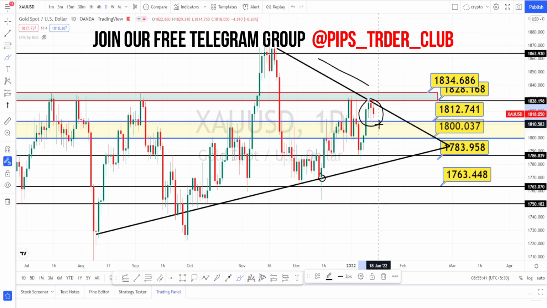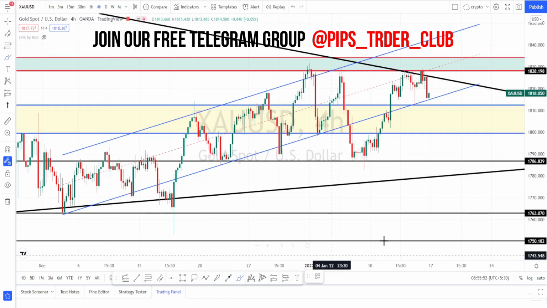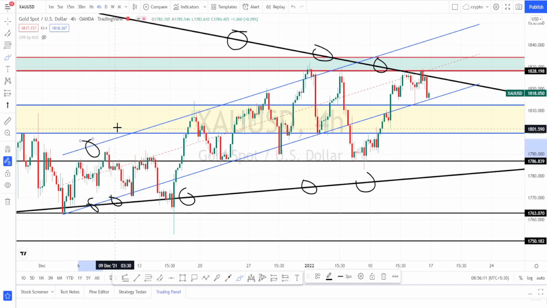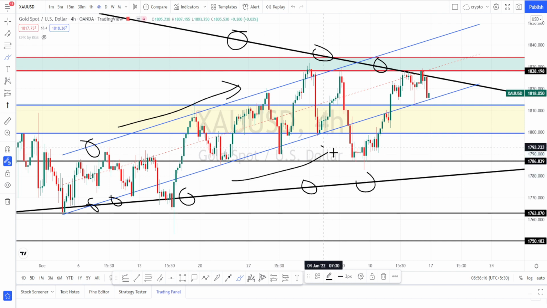Let us do the analysis in the 4 hours time frame. I am in the 4 hours time frame now. We have the upper side resistance line from the symmetric triangle and we have the lower side support line from the symmetric triangle, and I have also marked the channel pattern which shows that the current price action is in a very nice bullish trend.